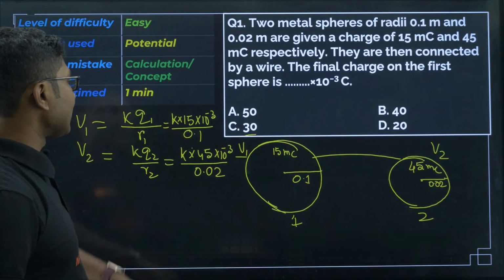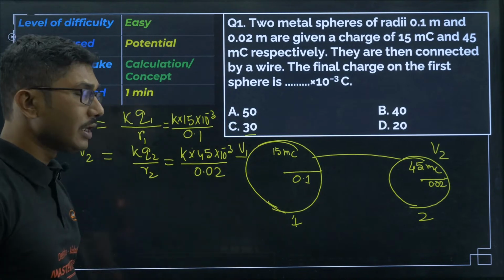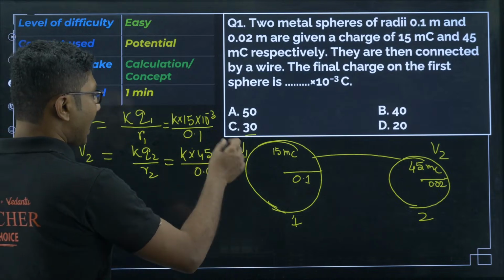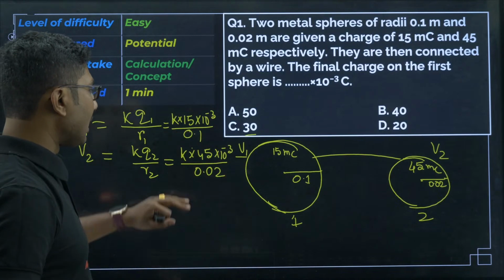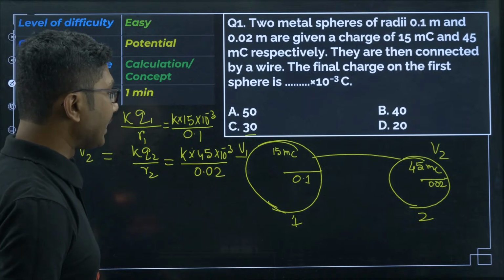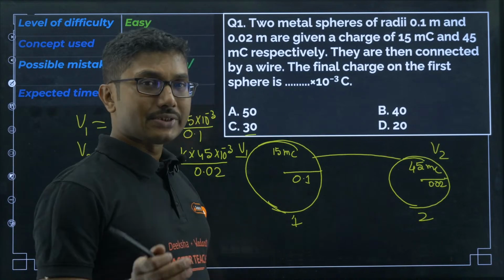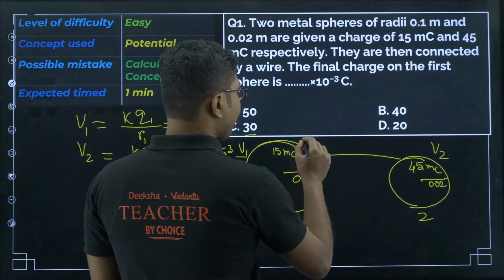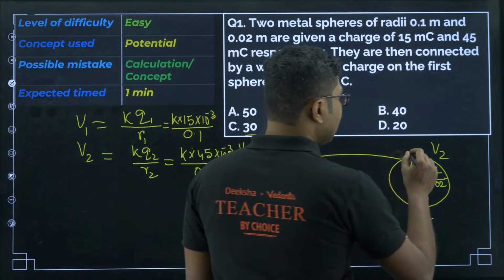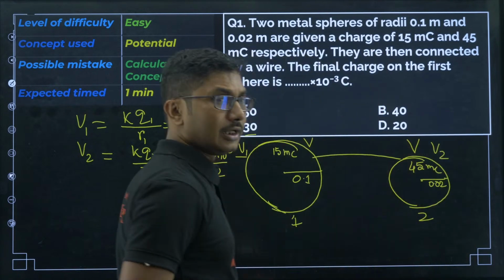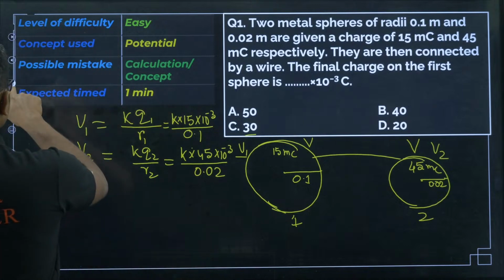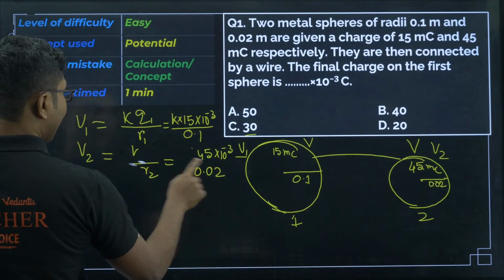First of all, you have to understand that these two potentials are not equal. Obviously this one has higher potential than that one, so some charge will be exchanged between them till both of them reach the same potential. Suppose the final potential here is V, this will also have potential V. Both of them now have the same potential.